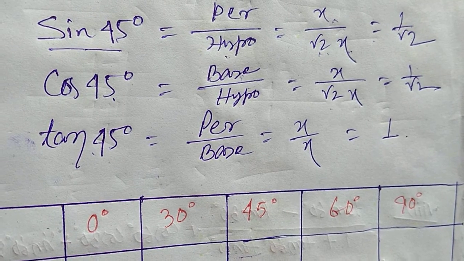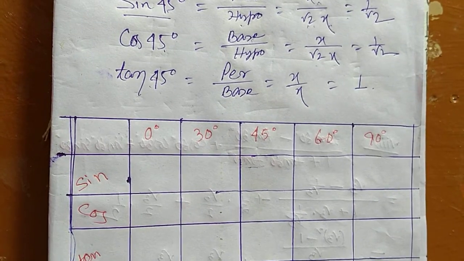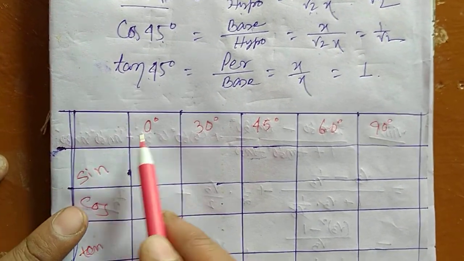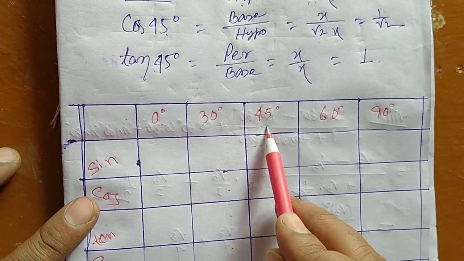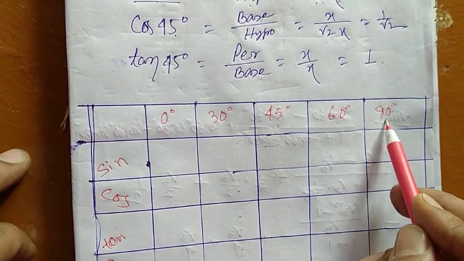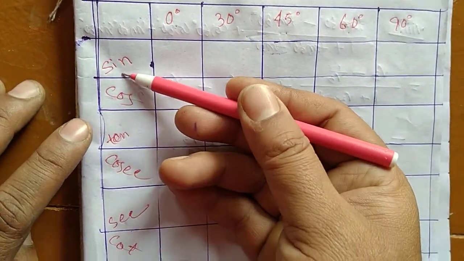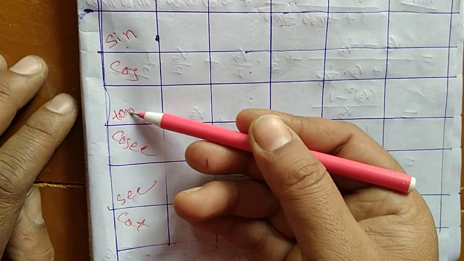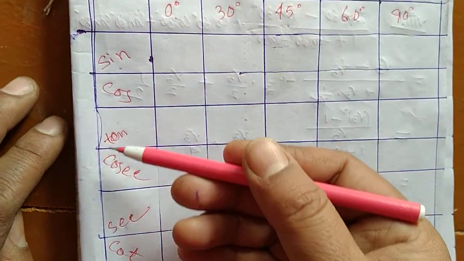Okay, at first we arrange all angles in the first row, that is 0 degree, 30 degree, 45 degree, 60 degree and 90 degree. And in the first column we write down sine, cos, tan, cosec, sec and cot, all 6 values of trigonometry.